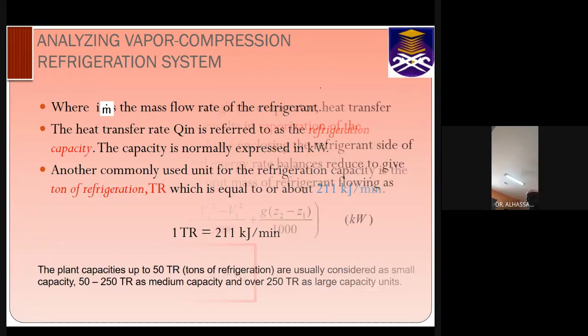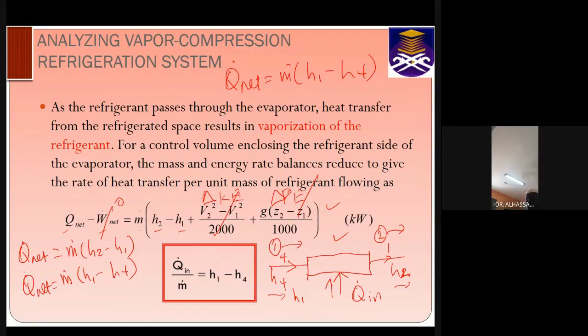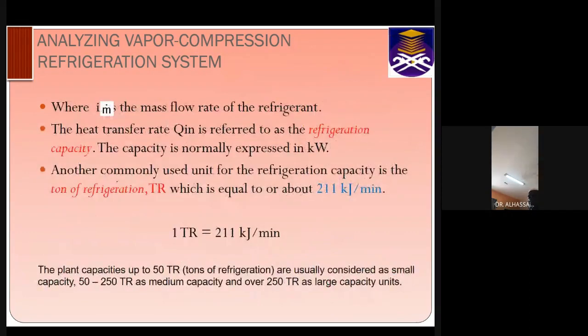So in this equation, M dot is the mass flow rate of the refrigerant. And then the heat transfer rate is referred to as the refrigeration capacity. And the capacity is normally expressed in kilowatts. Okay, so now another commonly used unit for the refrigeration capacity is the tons of refrigeration.